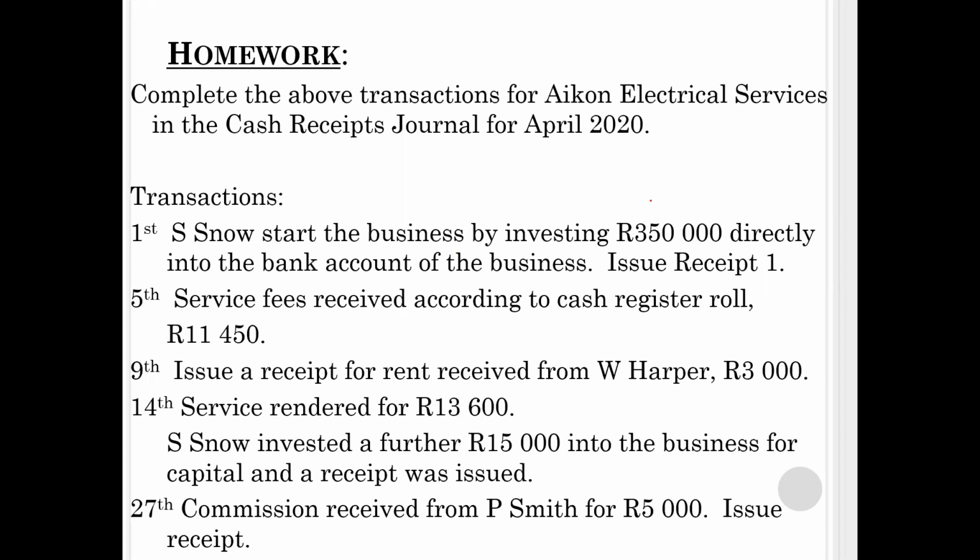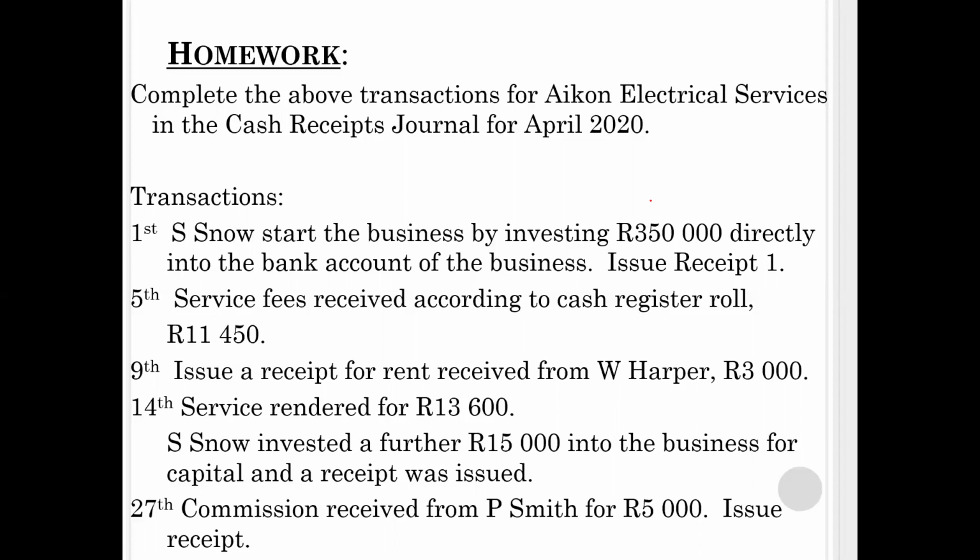By investing 350,000 directly into the bank account of the business, issue receipt number 1. So remember, we've got the name there on the first, it's 350,000. If you invest money, then it's a capital transaction. It's going to be receipt number 1, and the amount went directly to the bank account. All right, so we will look at it right now.